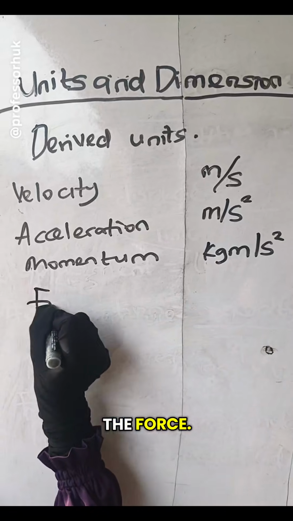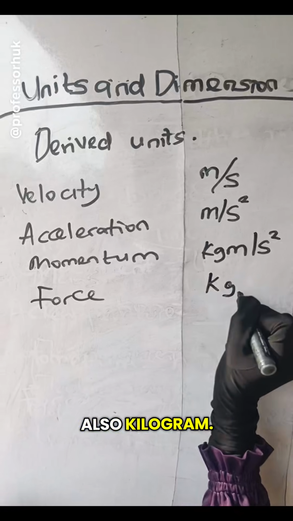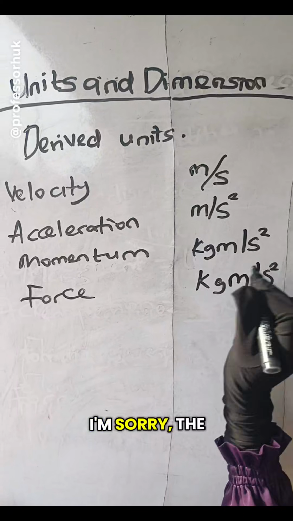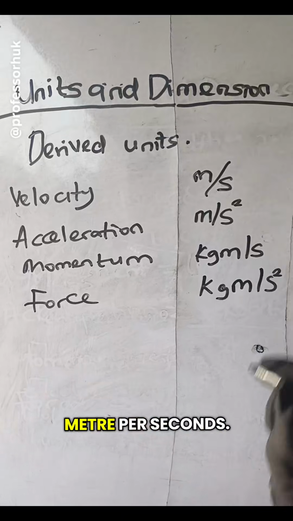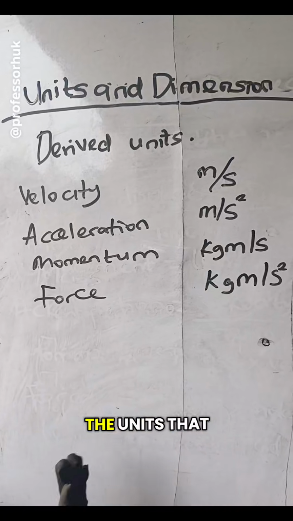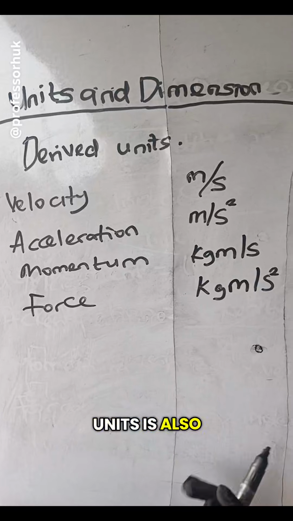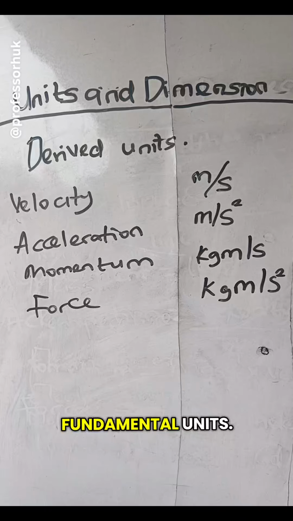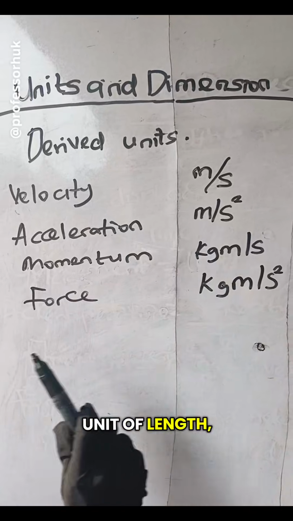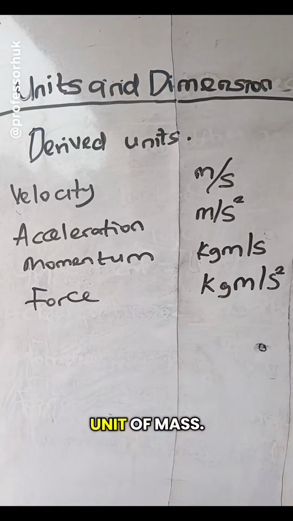Then we have the force. The unit of our force is kilogram meter per second square. So these are our derived units. Derived units are the units for our derived quantities, meaning our derived units are also derived from the fundamental units. As you can see, the meter is the fundamental unit of length and kilogram is the fundamental unit of mass.